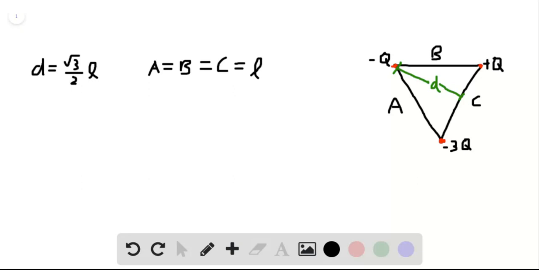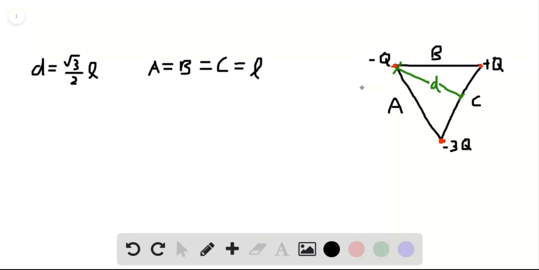Our question wants us to consider this equilateral triangle here, where each side, A, B, and C, is equal to length L, okay? And the charges here are represented by red dots at each corner of the triangle. And it wants us then to find the potential at each midpoint of each side, okay?